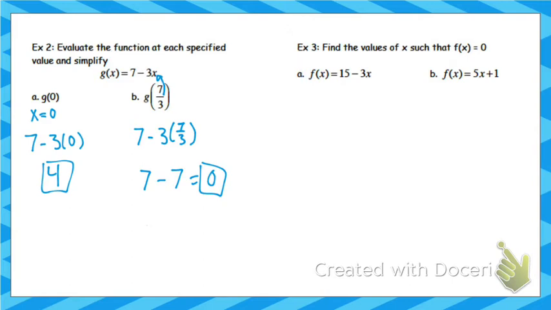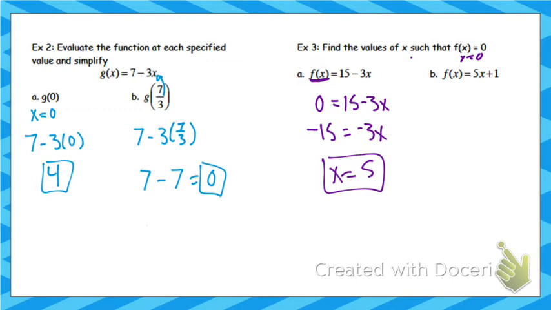All right, looking at the next problem, again, trying to evaluate these, it says to find the x values such that f of x equals 0. So this is basically saying your y is equal to 0. What's your x? So we're going to replace f of x with 0. So 0 equals 15 minus 3x. Solve for x. So negative 15 equals negative 3x. X equals 5.